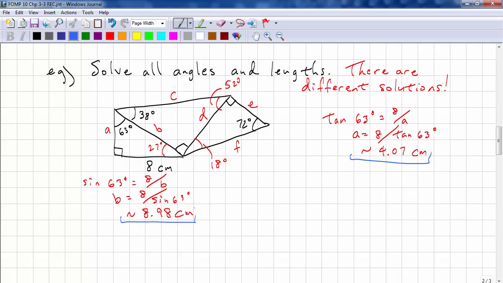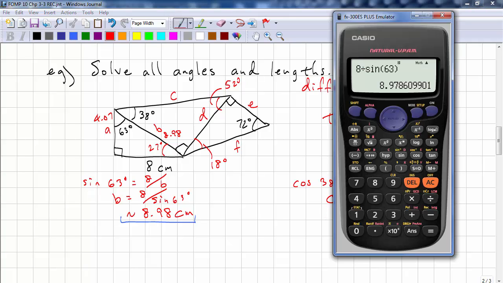Okay, underline this answer. C. We know this. This is 8.98. This is 4.07. So C, we have 38. We have adjacent over hypotenuse. So this is cosine 38 degrees equals adjacent 8.98 over the hypotenuse. So C equals 8.98 divided by cos 38.